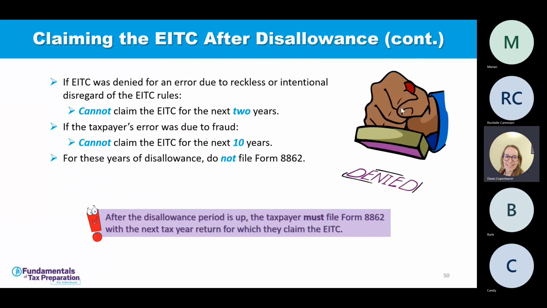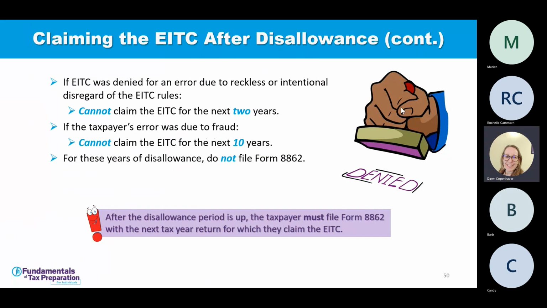Okay, so if it was denied due to reckless or intentional disregard, they cannot claim the tax credit for the next 2 tax years. If it was done due to fraud, they can't claim it for the next 10 years. And for those years, you don't even file Form 8862. They're just not allowed to claim it.